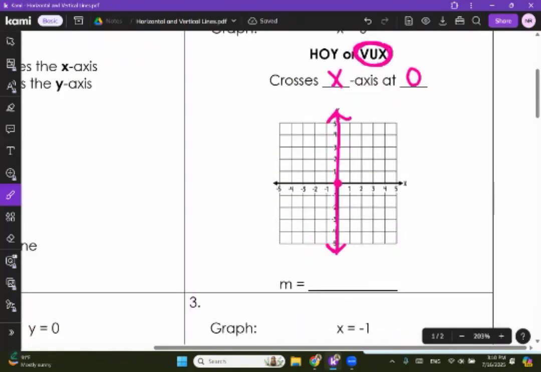What is the slope? Remember, M represents the word slope. What is the slope of a vertical line? Look at the middle letter, U. U stands for undefined. There is no number to represent being positive and negative at the same time.